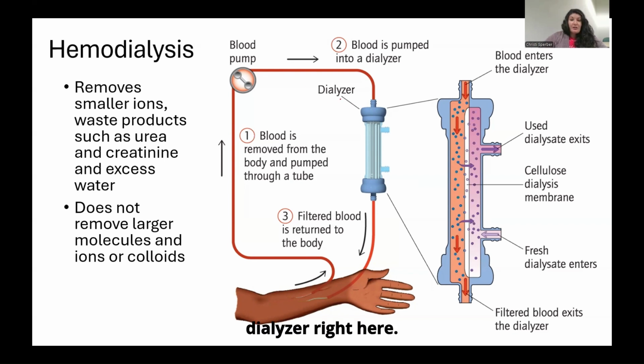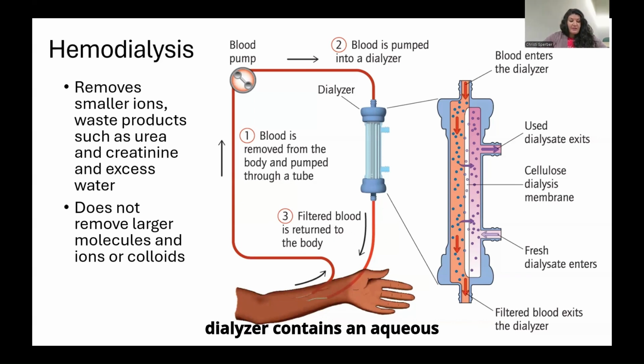Dialyzer, right here. So first, blood is removed from the body and pumped through a tube. It's inserted through a vein and pumped through a tube. The blood is pumped into a dialyzer. The dialyzer filters blood much like the kidney does, and then the filtered blood is returned back to the body.